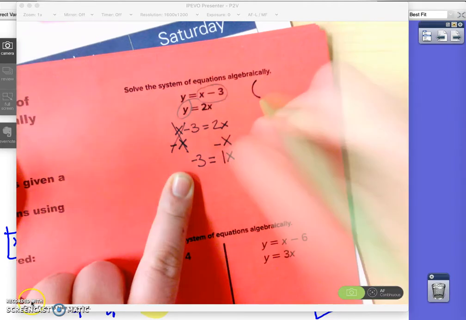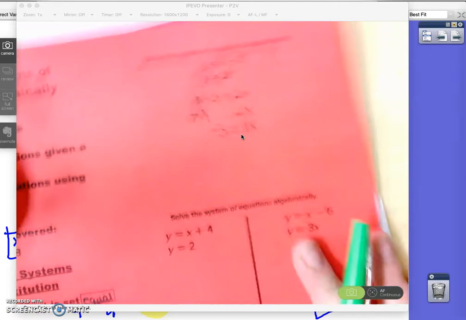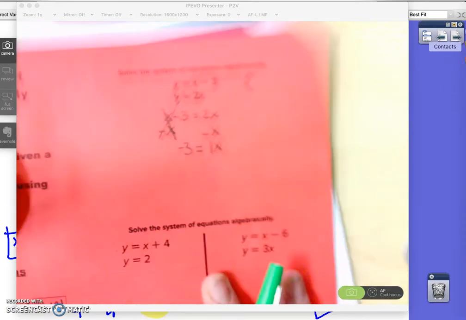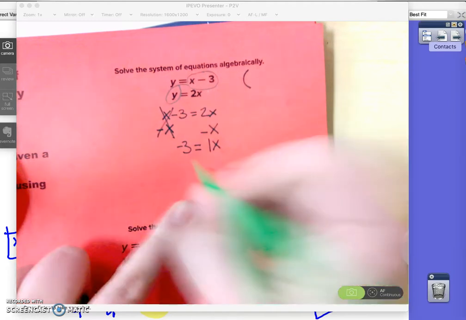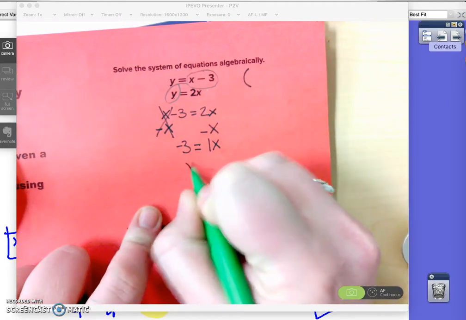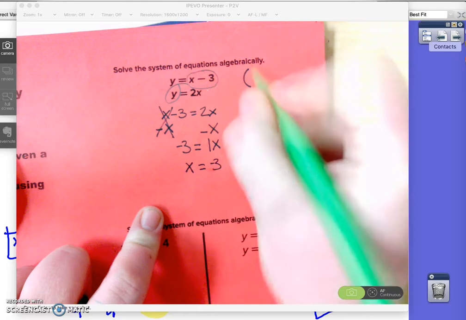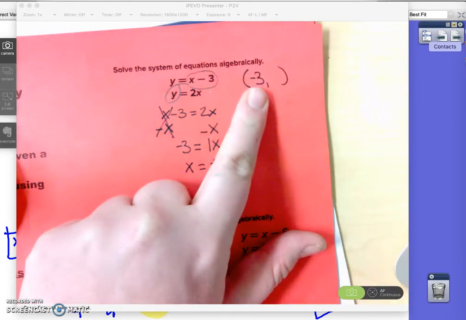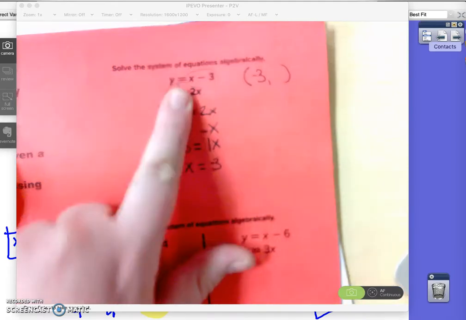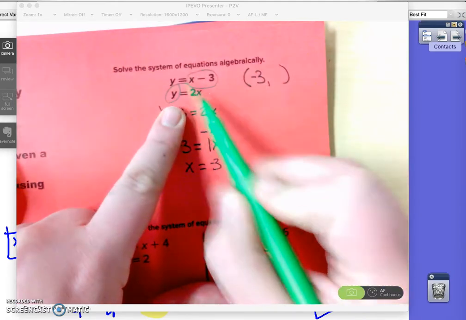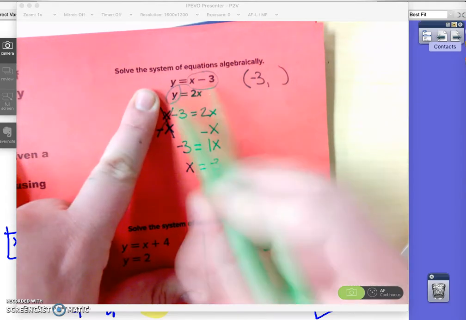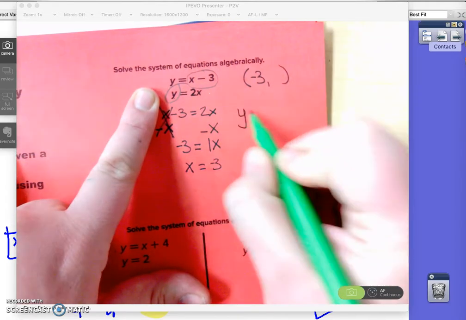So, okay, where was I? So we found what our x is. Our x is negative 3. I could also just flip this around and write x is equal to negative 3. So I'm going to replace here my x coordinate with negative 3. Then I'm going to go back and choose either one of my equations because they are both in that y equals form. And I'm going to solve for y.